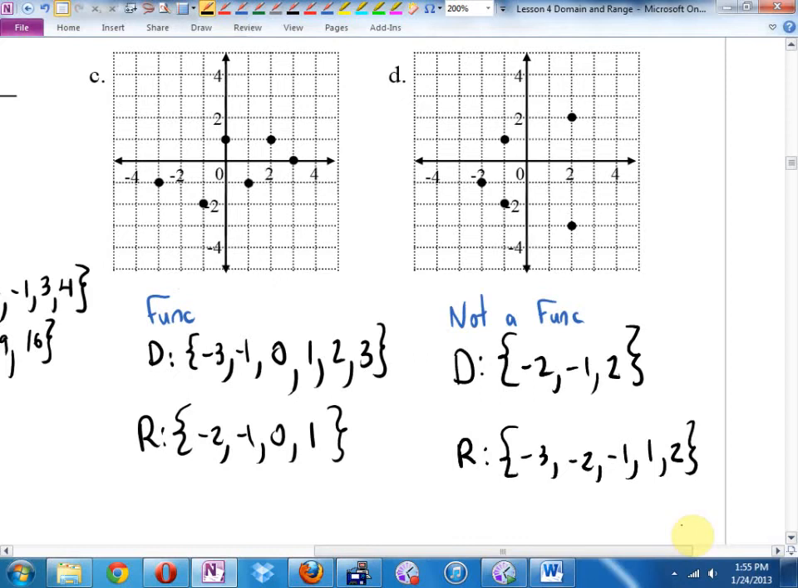Problem. Don't write this next bit down, but here's the problem. What if instead of separate dots, what if they were connected?